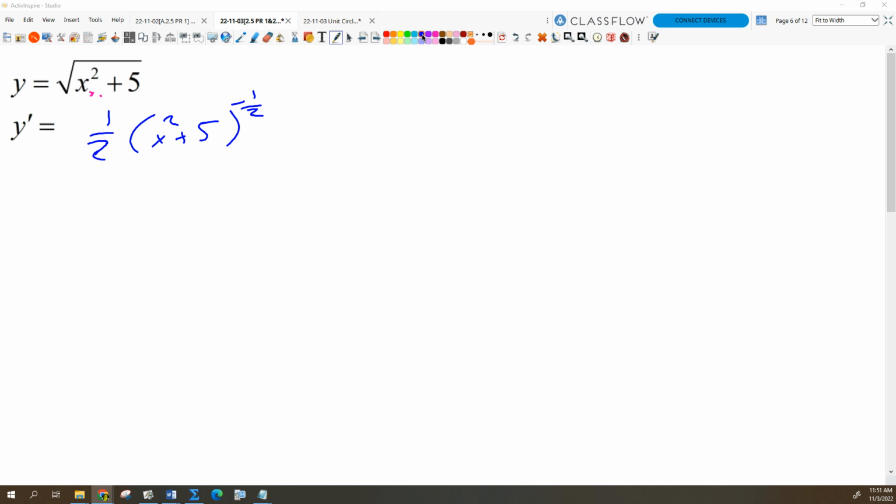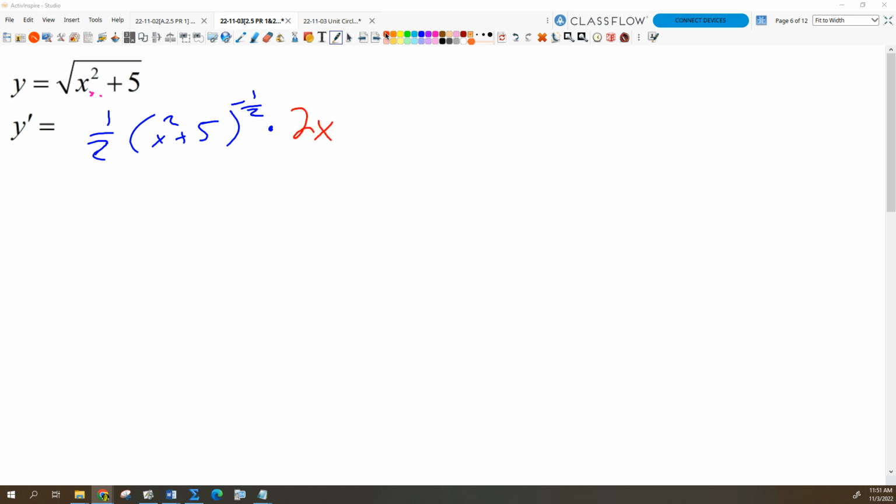But now we have to peel away the outside layer, and there actually is an internal function here. It's x squared plus 5. And so we need to multiply by the derivative of what's inside. Okay, well, what is the derivative of x squared plus 5? 2x.